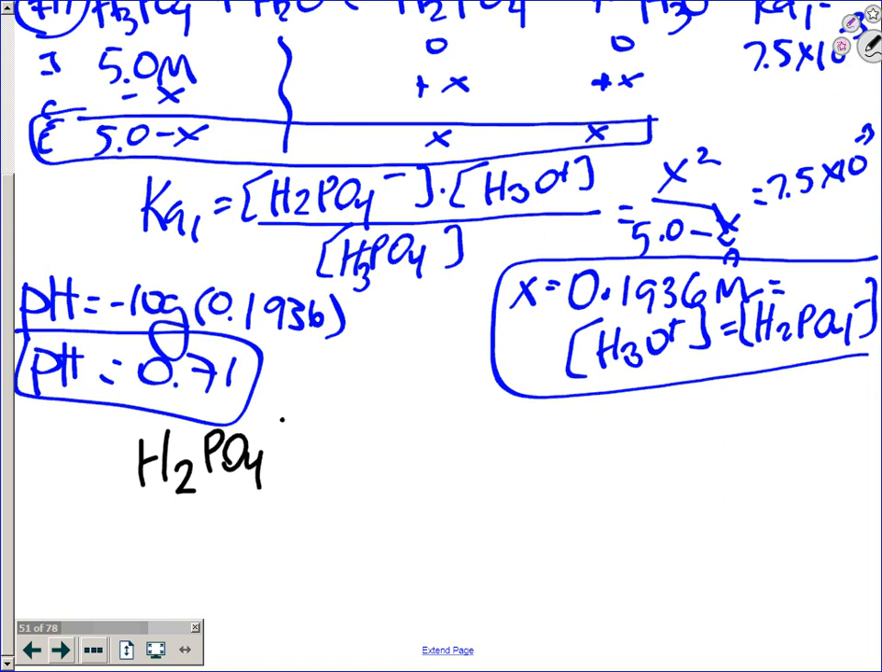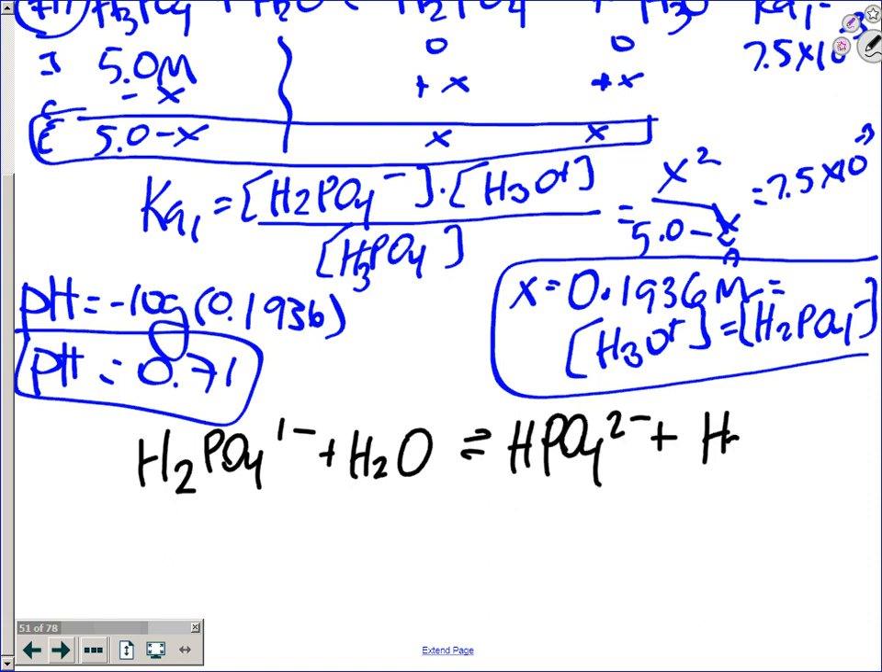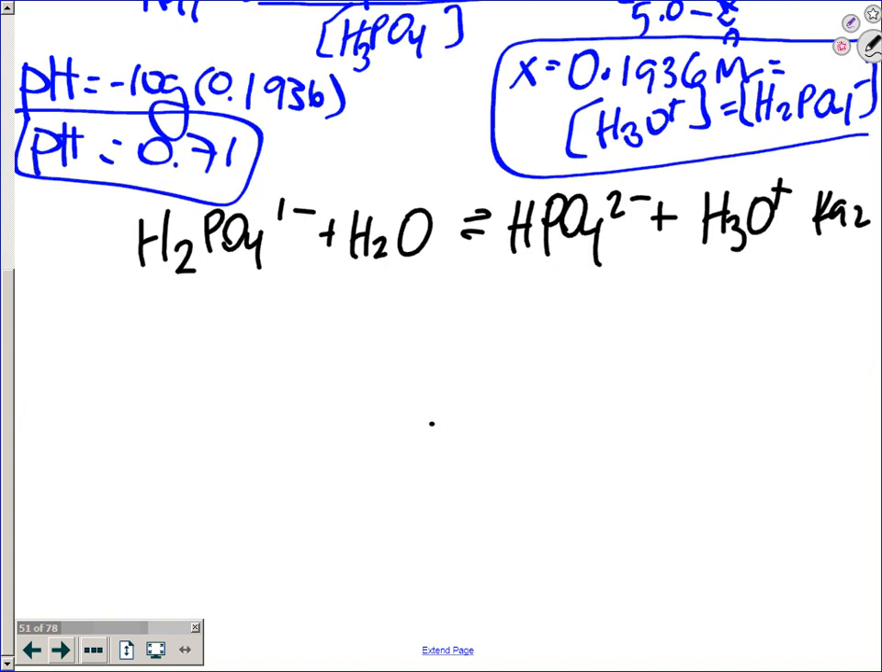H2PO4 1 minus plus water to make what? HPO4 2 minus and hydronium. And this will be Ka2, which the value is given to us. I'll scooch back up there in a second. But unfortunately, maybe fortunately, I actually know two ion concentrations already. Since these two are known now, you must use this data in the icebox.